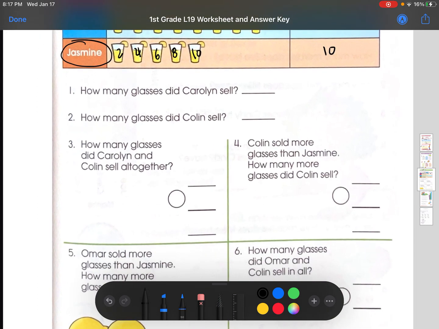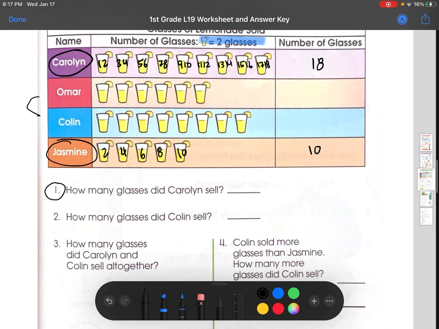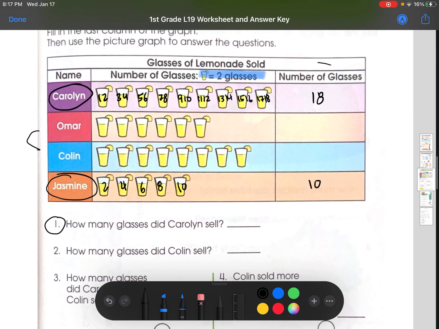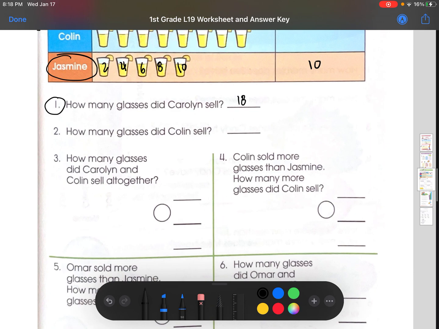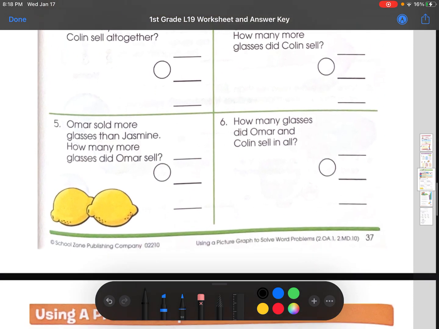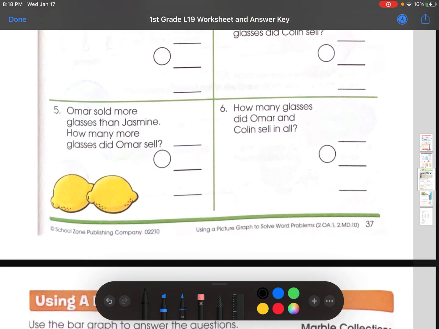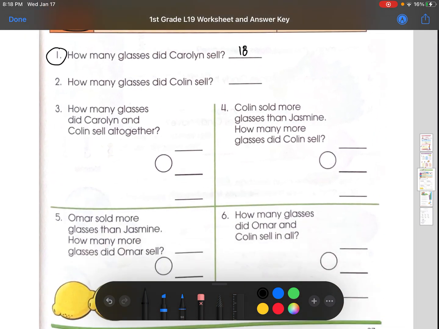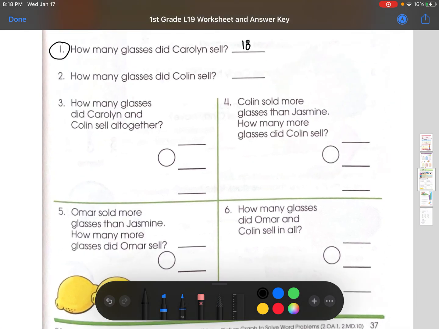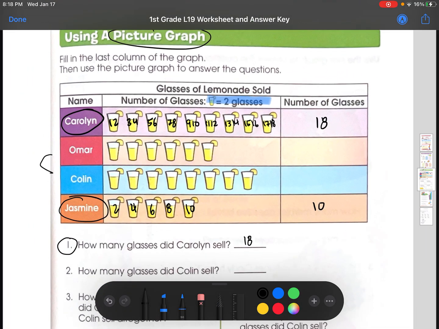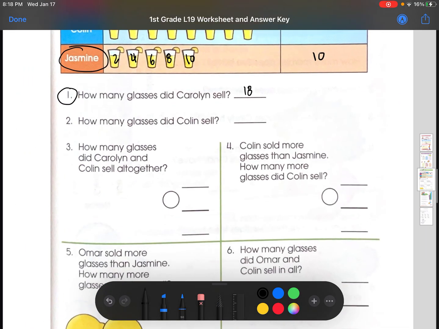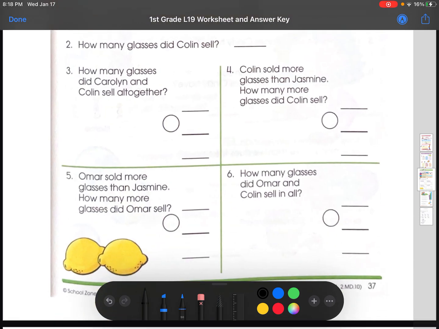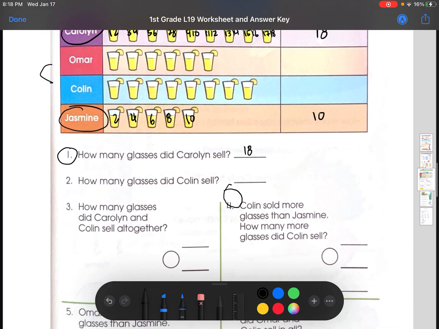So let's do number 1. How many glasses did Caroline sell? This is basically just this column. So Caroline sold 18 glasses. Actually, I won't answer the rest of these questions. You guys can figure it out on your own, because you just have to fill in these blanks. Actually, I'll do number 4 with you guys.